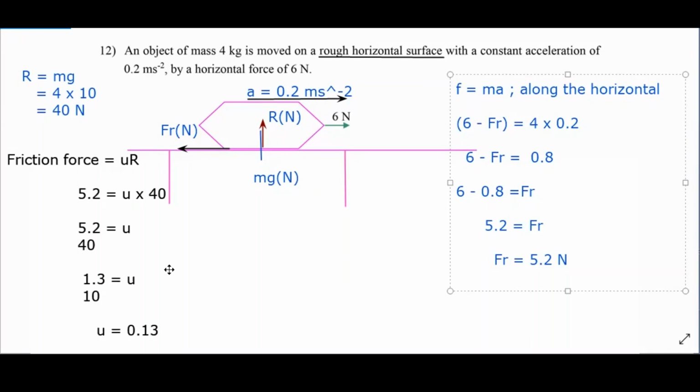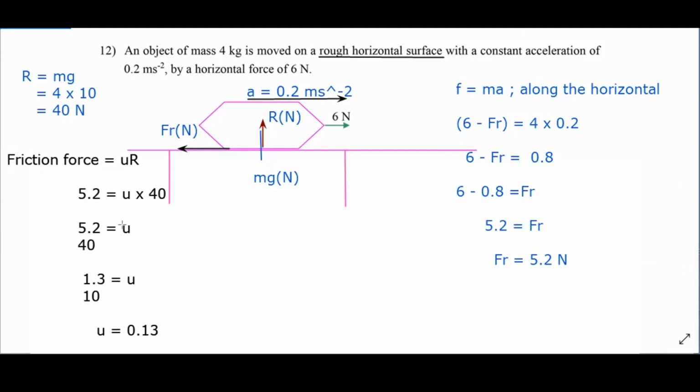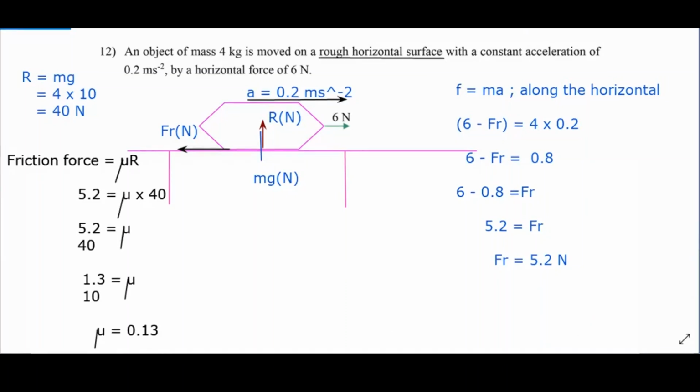I use the letter U instead of mu because I do not have the letter mu on my keyboard. As I cannot type mu, I use the English letter U. If you are really upset with it, just make it mu by drawing a line like this. Those things are not problems, right? Let's go to question number 13.